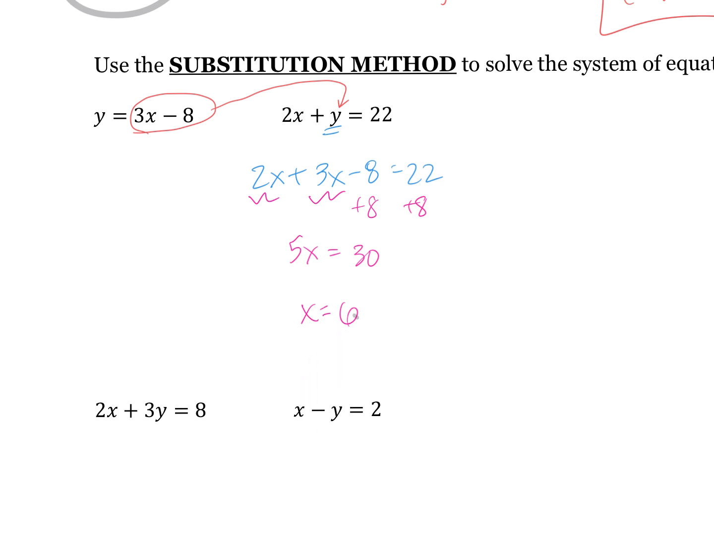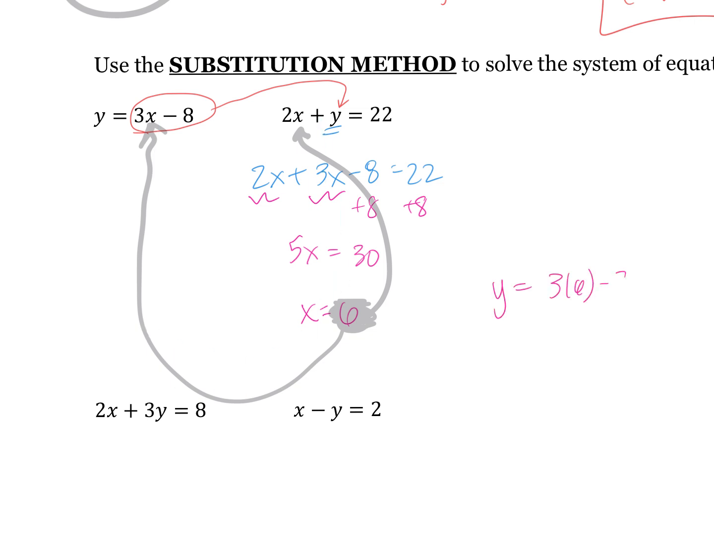If x is 6, where can I plug that in to figure out what y is? In the y equation. I could do that one, or I could do that one, right? I'm with you, Thomas, though. This one's going to be easier because the y is already by itself, right? But you could put it into either, and let's solve for y. So we got y equals 3 times 6 minus 8. What do we got for y?